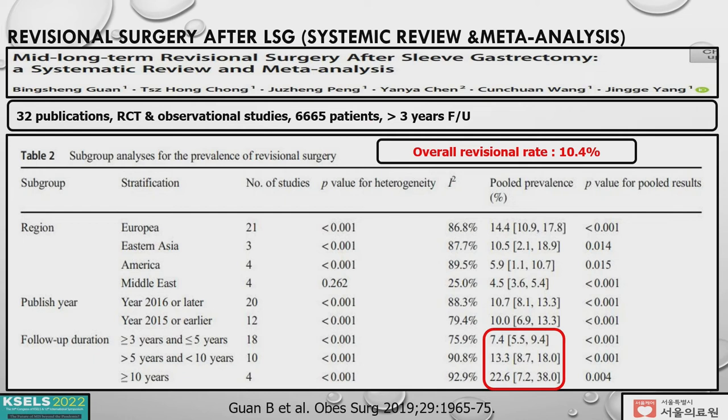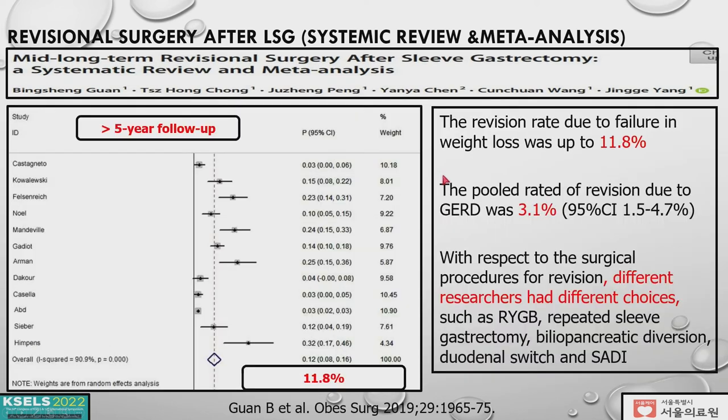You can see the follow-up duration, between 3 and 5 years, more than 5 years, and more than 10 years. You can see there, in the more than 10 years group, the revision rate is 20% to 26%. The total revision rate is 10.4%.